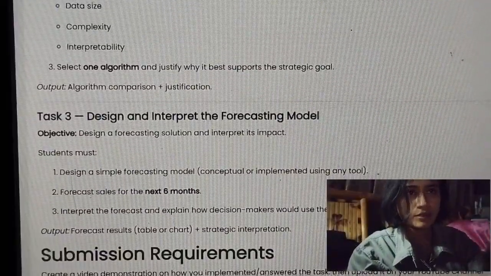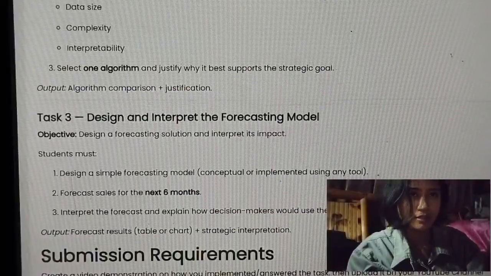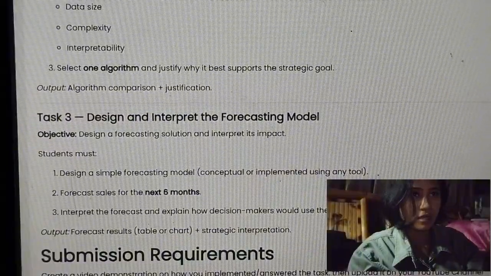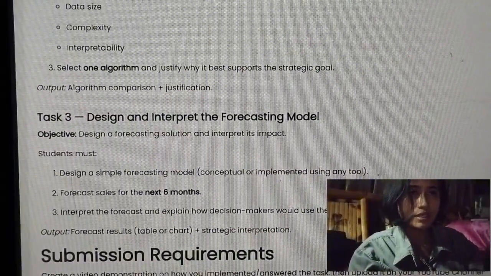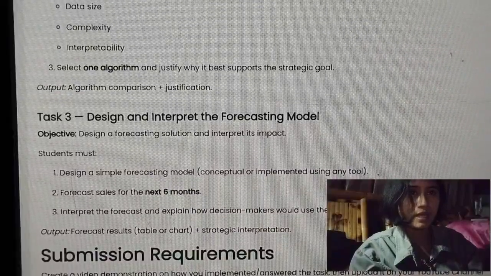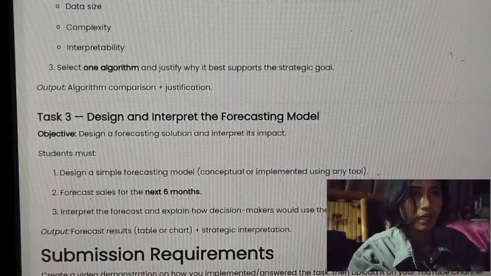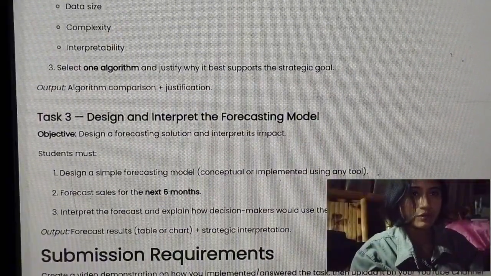The forecasted results provide valuable support for management decisions. Management can use this information for budgeting, inventory planning, and setting sales targets. By anticipating future sales, the organization can prepare resources in advance and reduce operational risk. Overall, forecasting helps transform historical data into actionable insights for strategic planning.